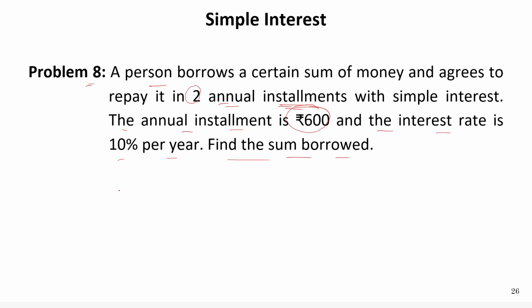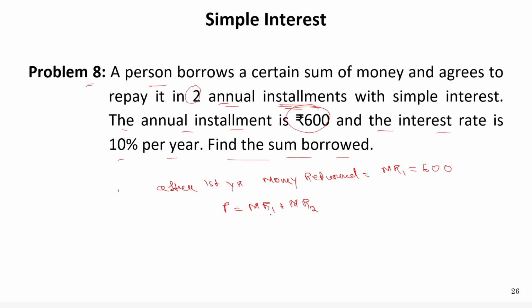Okay. So let the money returned after the first year be MR1. MR1 is equal to what? 600, right? So P is equal to what? P is equal to MR1 plus MR2. MR2 is equal to what? It was the money returned after the second year.